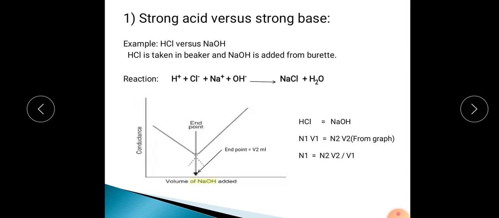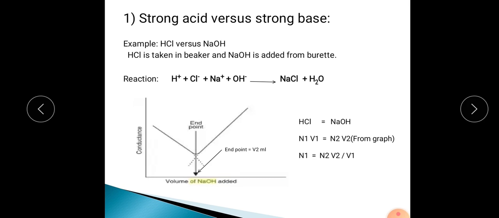Now friends, in conductometry, generally the acids are taken in the beaker. During the analysis, the acids are taken in the beaker and bases are added from the burette. In usual titrations, a burette solution will be there and a solution will be taken in the conical flask. Here, instead of a conical flask we use a beaker, as we are going to dip the platinum electrodes of a conductometer in that solution. So for convenience, we use a beaker instead of a conical flask.